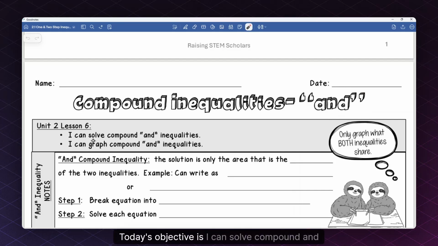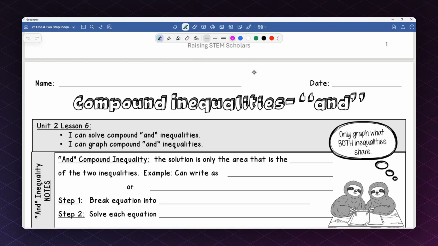Today's objective is: I can solve compound "and" inequalities, and you can graph those inequalities. Alrighty, so let's go ahead and take a little bit of notes about what this is. An "and" compound inequality, the solution is only the area that is the overlap of the two inequalities. Example, you could write it as this.